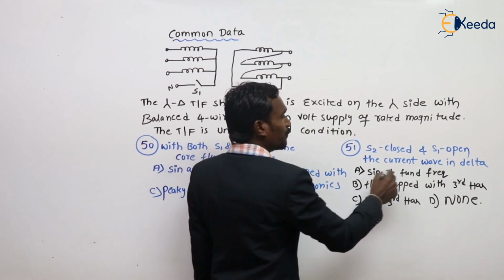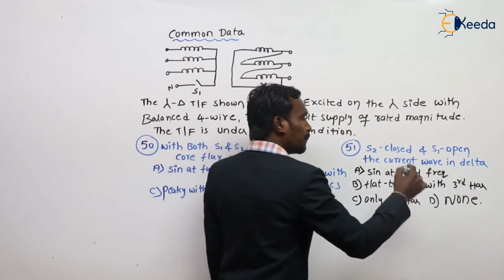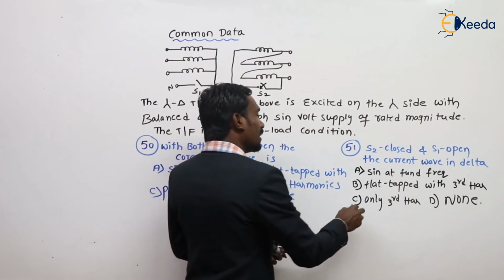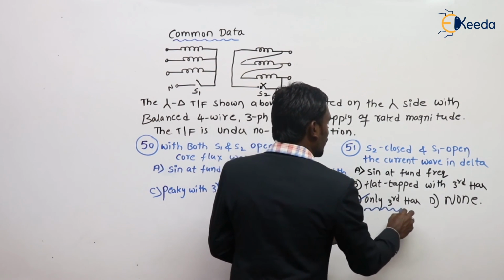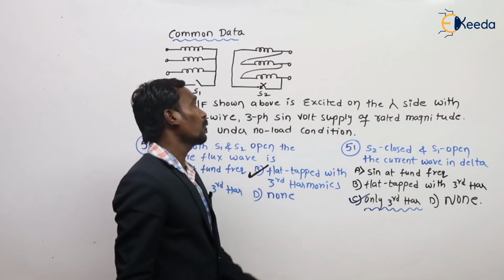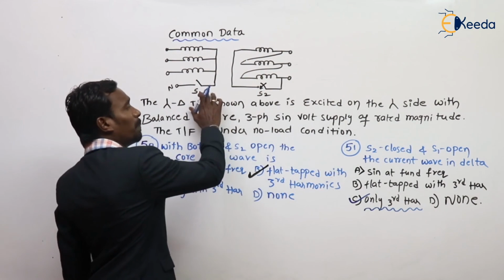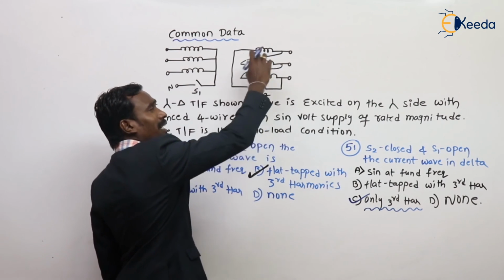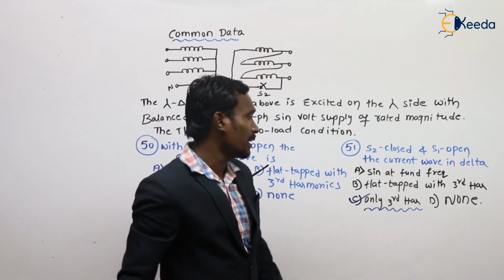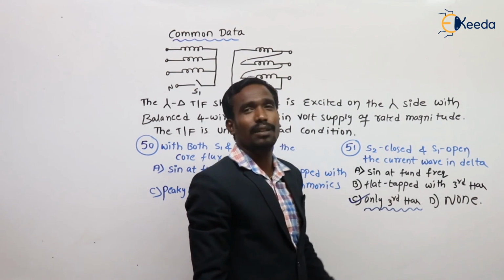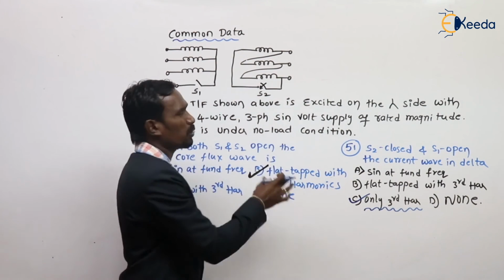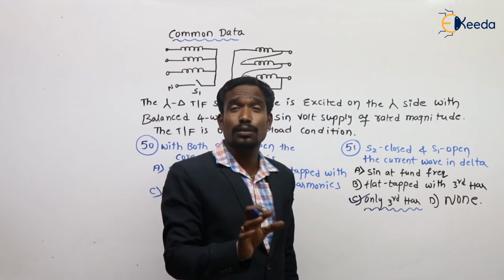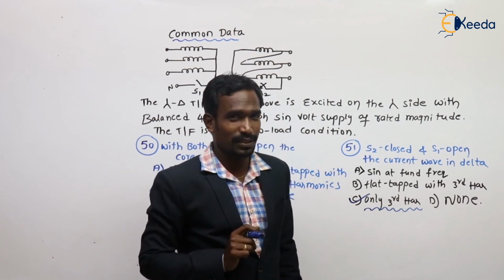That's why sine at fundamental frequency is wrong, and flat topped is also wrong. Only third harmonic currents flow in the delta, because this is open and this is closed and there is no load condition. Only the third harmonic current circulates here, that is, only third harmonics flow in the winding. This is a very simple question. I explained it in the concepts also, and it is very important for competitive exams.